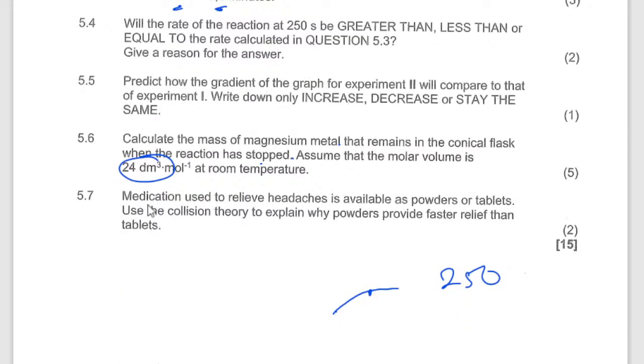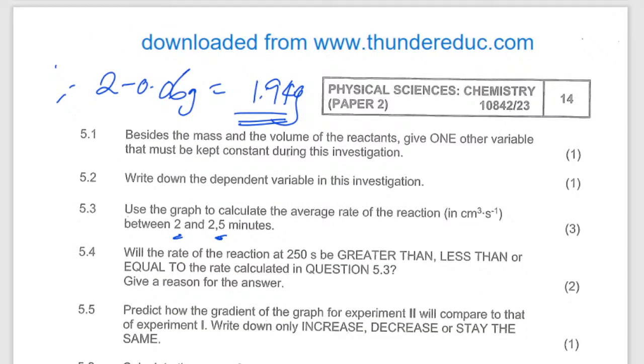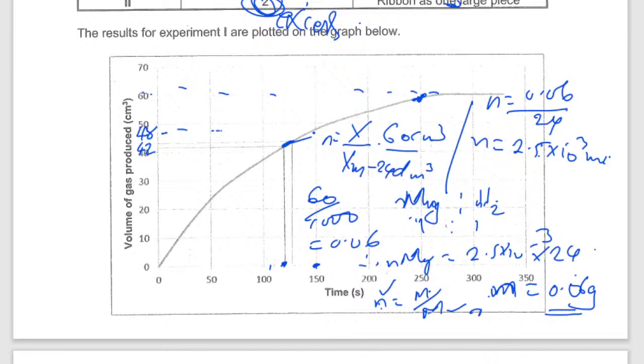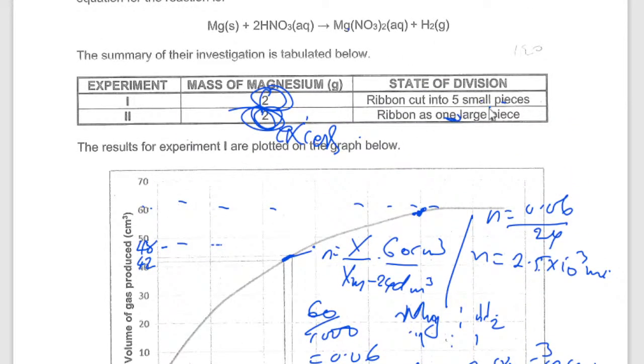Then they are saying that medication used to relieve headaches is available as a powder or a tablet. Use the collision theory to explain why the powder is faster. Basically, when you have a powder, it increases the rate of reaction. That's why you see here the one which was a pellet, not cut, the rate of reaction was slower. Check here, it was faster than this.